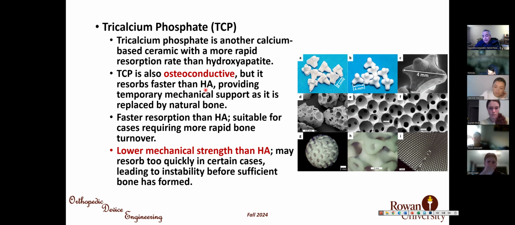If we want the bone graft to be used as mechanical support, we need to use something that is resorbed slowly. And also it must have good mechanical properties. TCP does not have good mechanical properties. It breaks under load.